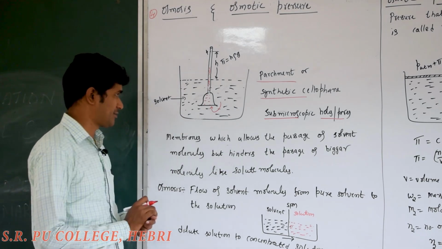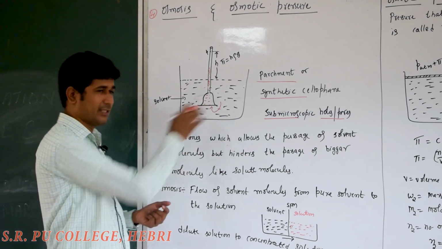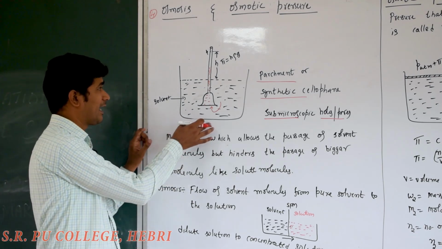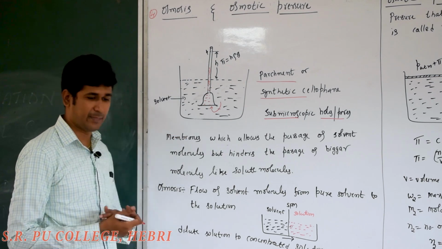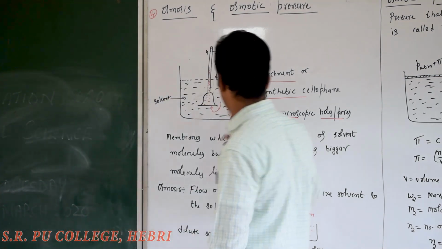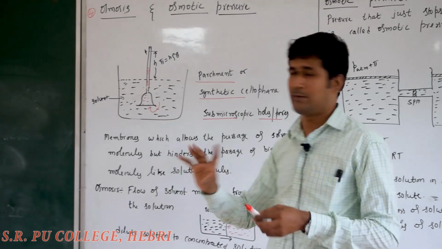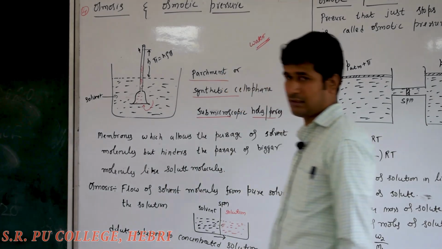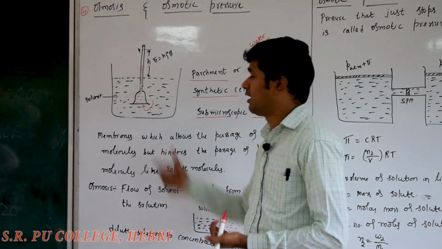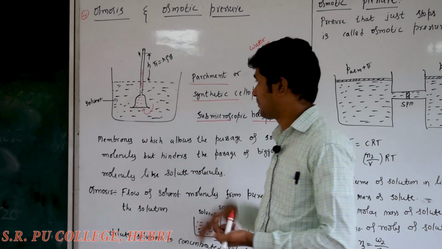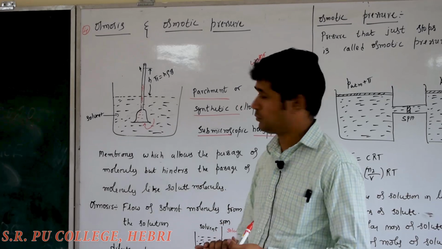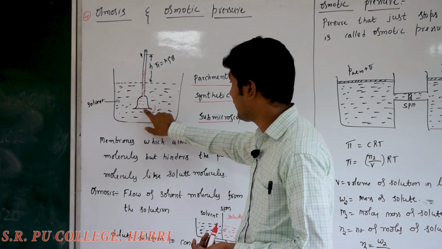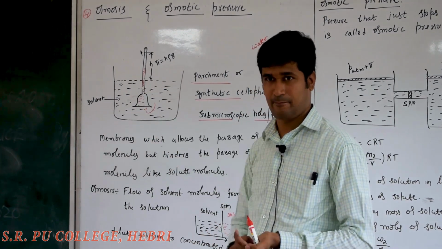Now in this type of situation, what happens? Some of the solvent molecules present in this container enter the solution through this semi-permeable membrane. Here we have taken a solvent, let it be water, in a beaker or container. Next, you take a certain solution in an open-mouth tube, and the mouth of that tube is fitted with a semi-permeable membrane.